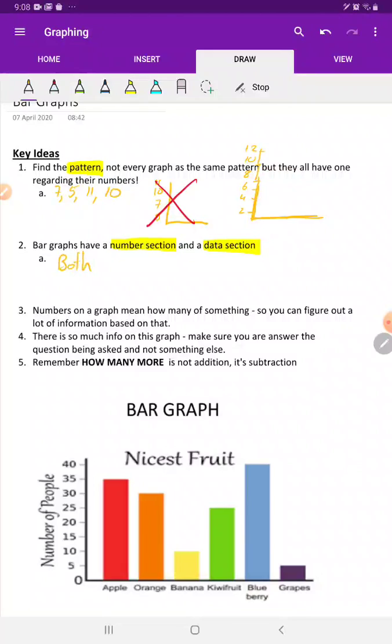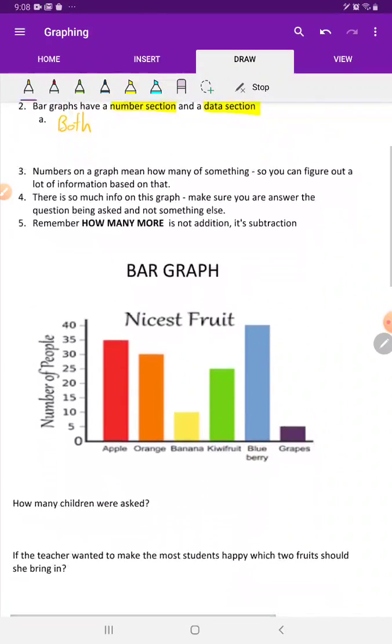The third thing I want you to note is that numbers on a graph mean something. You can figure out a lot of information based on it. So if we go again down to this graph right here, that's a 35. Whereas this one right here, if I draw it straight across, there's a 30. This graph is really nice to you. That one's exactly on 10. That one's exactly on 25. And this one is exactly on 40. That's a really nice graph. They're being friendly to you.